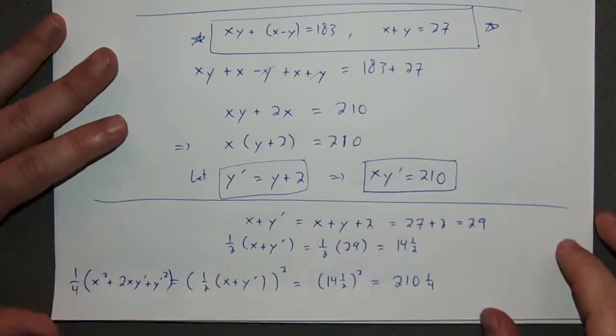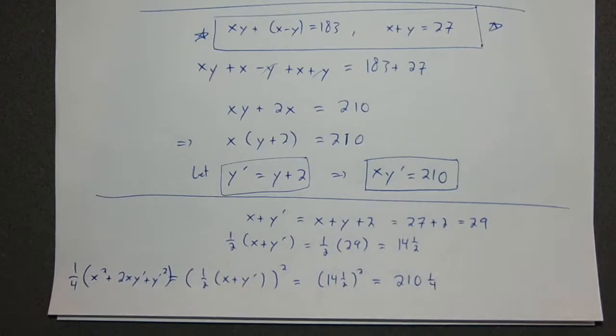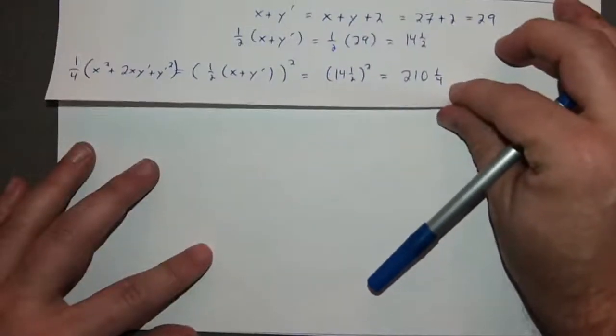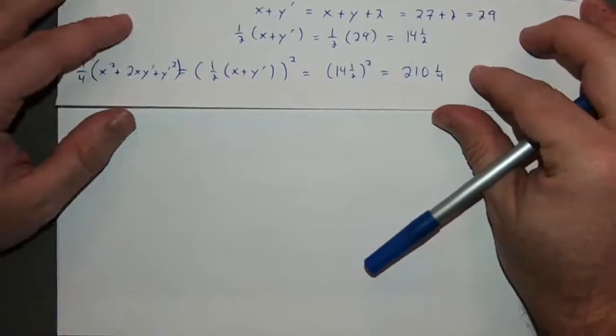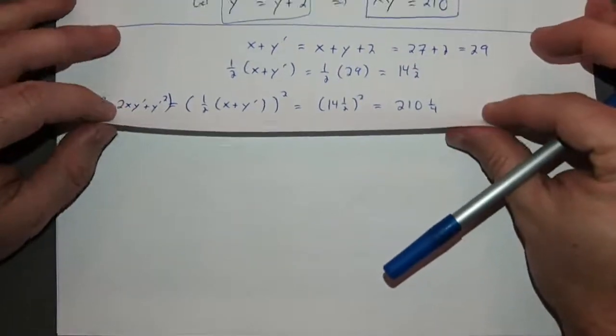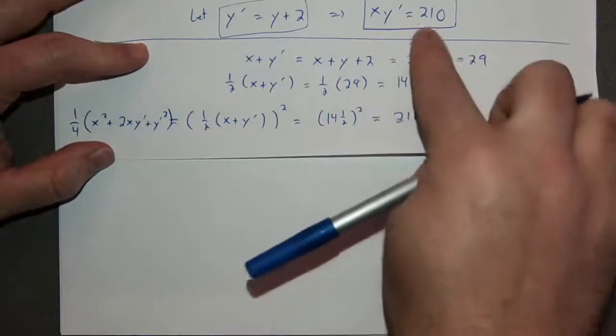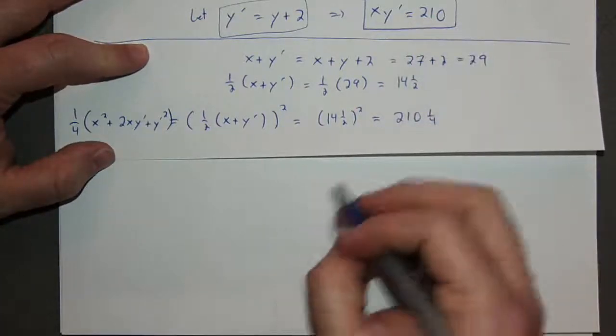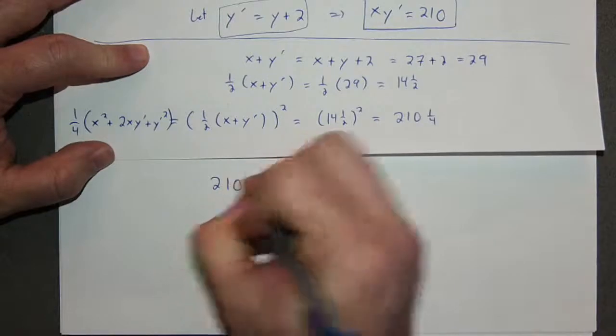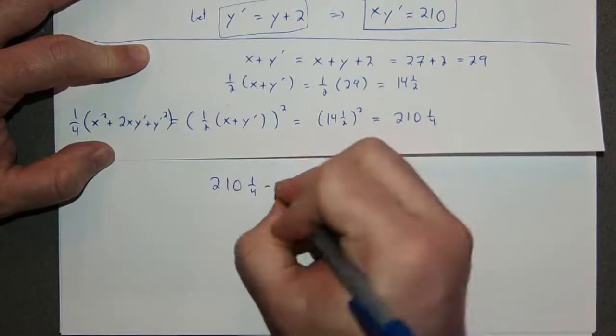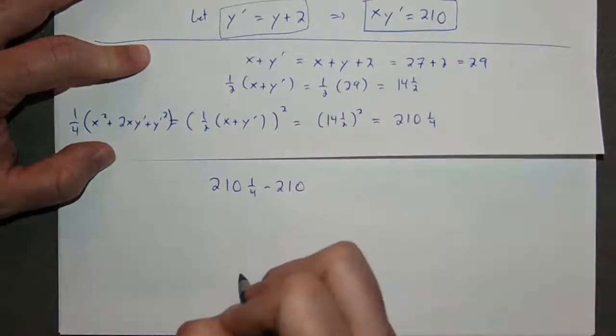Okay, so that's what the scribe was doing when they wrote this out. Then next, what is noticed is the following. I want to keep that on the page. So what is noticed is the following. Here I want to keep this xy prime being equal to 210 on the page. Notice that 210 and 1/4 minus 210 is just 1/4.